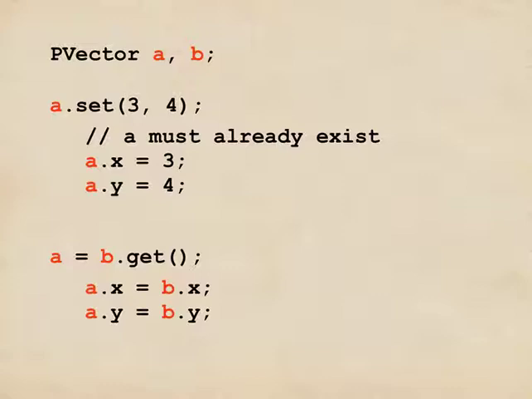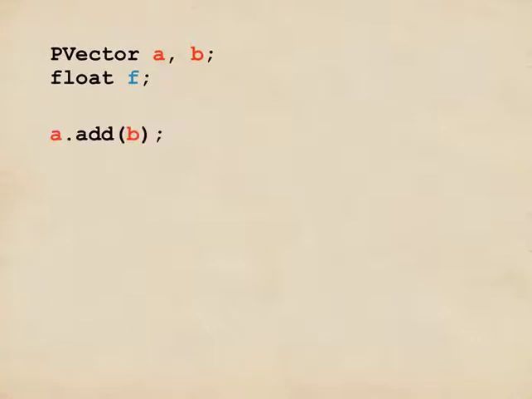You can also add, subtract, multiply, and divide two vectors together. To illustrate that, I'll use two PVectors A and B and a floating point number f. To add two PVectors together, we use the routine add. So in this syntax, we're saying take B and add it to A. So typing a.add with B as an argument is the same thing as typing these two lines. Take the values of B and add them to the corresponding values of A.